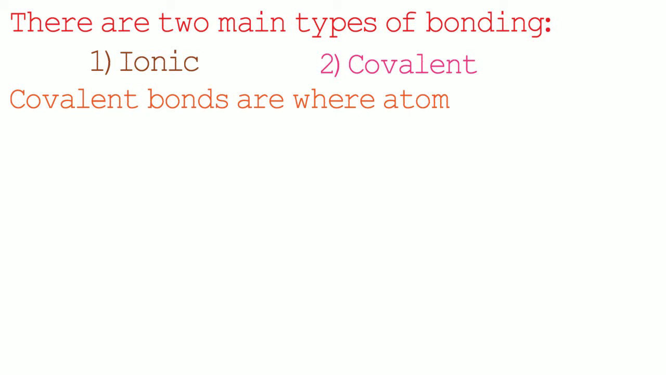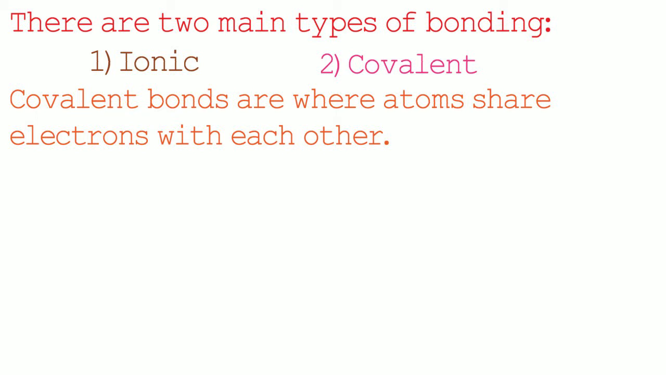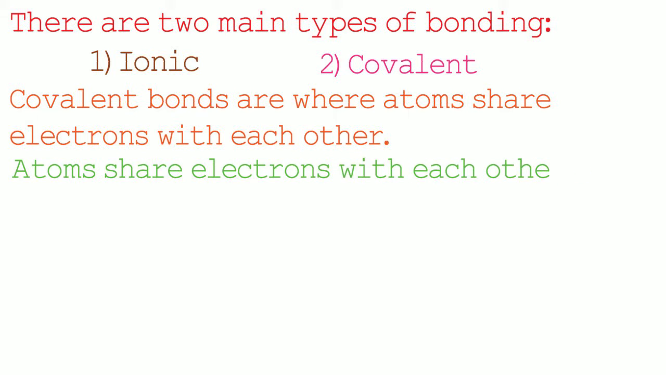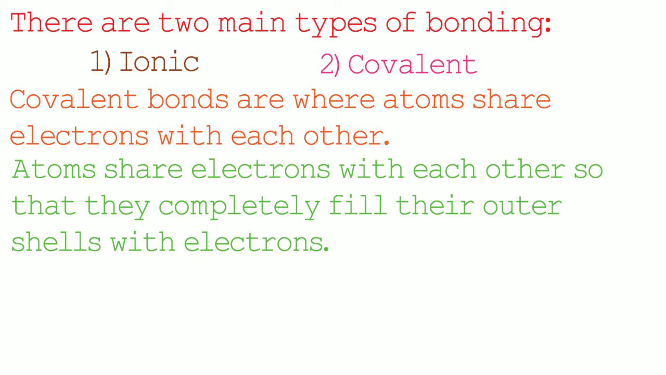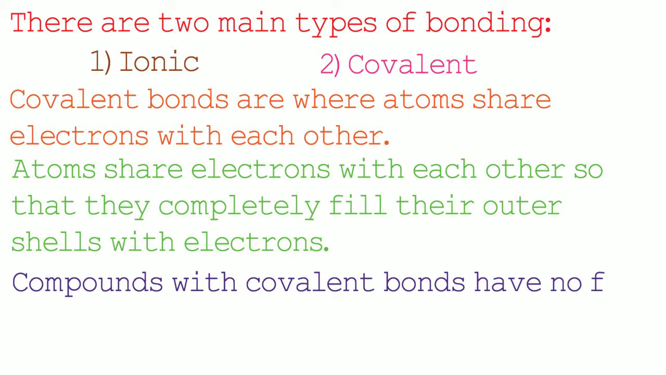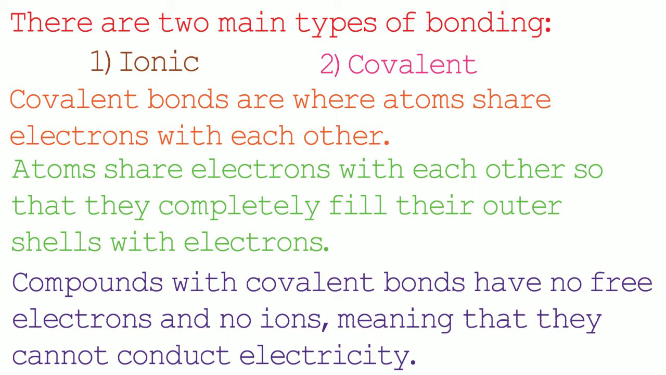Covalent bonds are where atoms share electrons with each other. Atoms share electrons with each other so that they completely fill their outer shell with electrons. Compounds with covalent bonds have no free electrons and no ions. This means that they cannot conduct electricity.